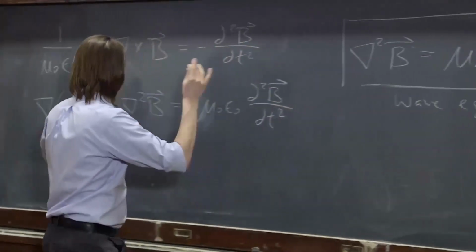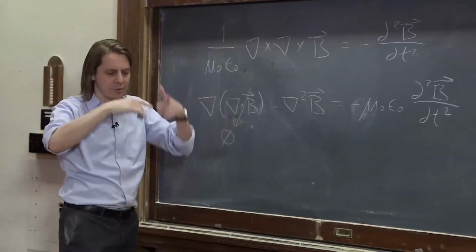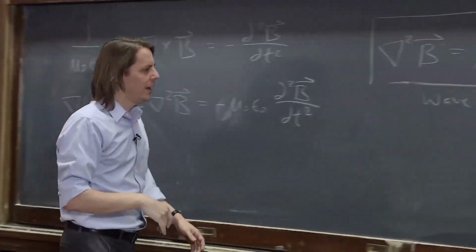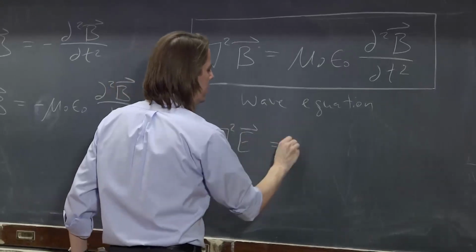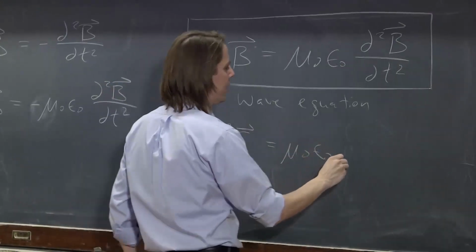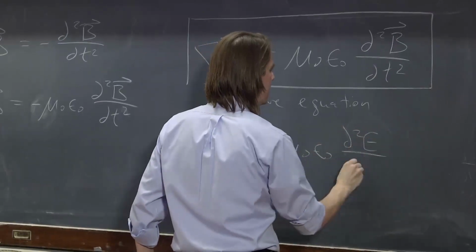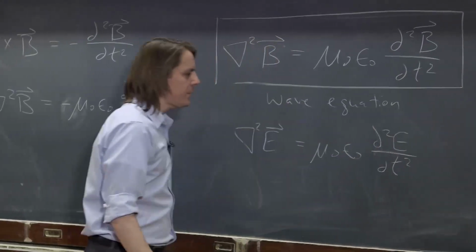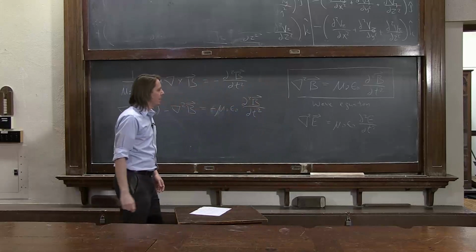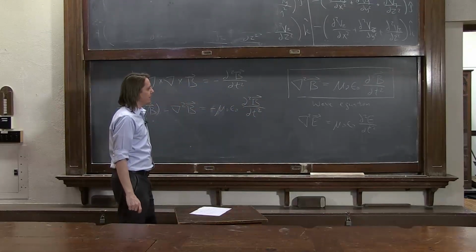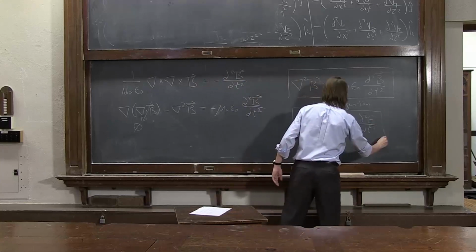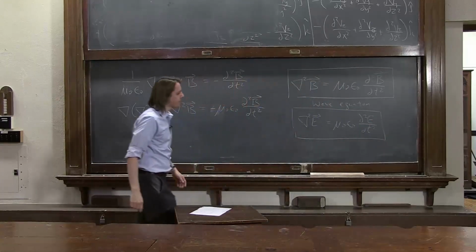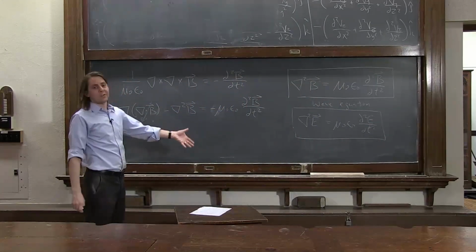If we were to do this whole thing with the E field, we could. You just substitute different ones, you take a derivative of something else, and you get del squared E equals mu naught epsilon naught d2E dt2. And that's also a wave equation for E. Like that. And this is why it's called Maxwell's equations.